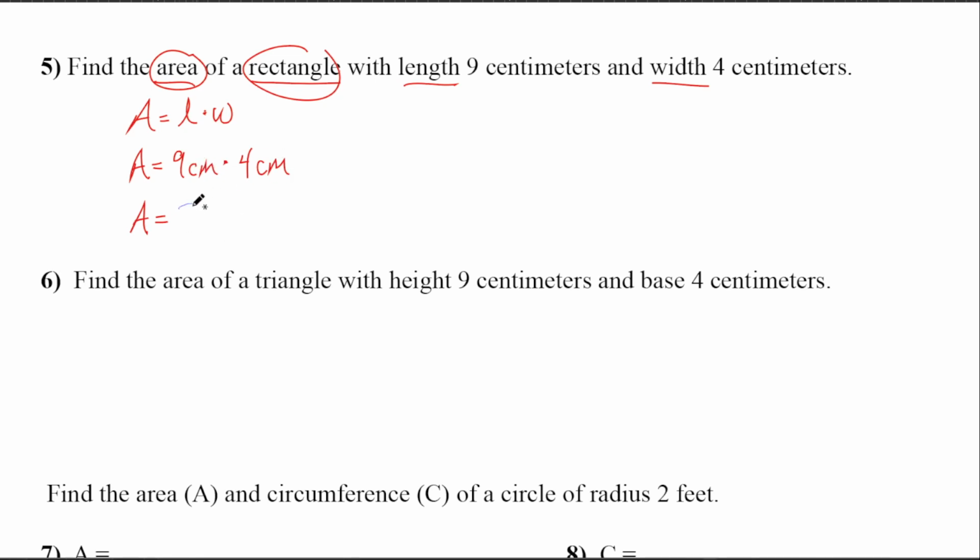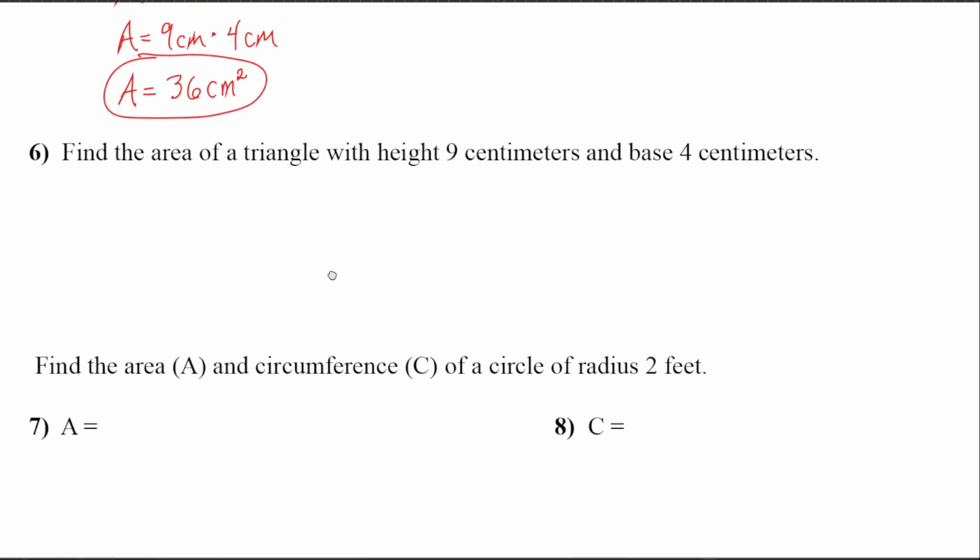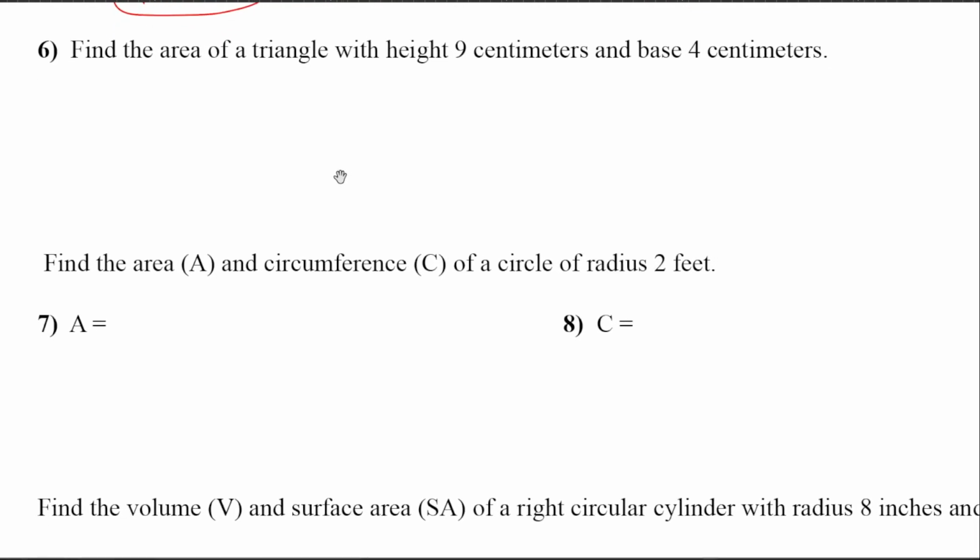9 times 4 is 36. Now, since I put the units here, it's centimeters times centimeters. So what's anything times itself? It's that number squared. It's the same thing with the units. It's centimeters squared. It's not 36 squared, it's centimeters squared. And that is your answer for the area of a rectangle. Very basic, very simple. It should be pretty easy for you.